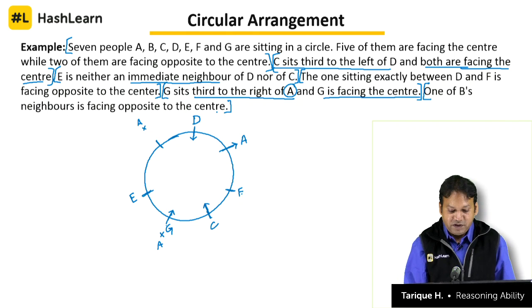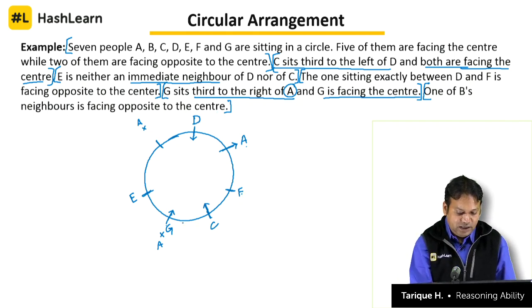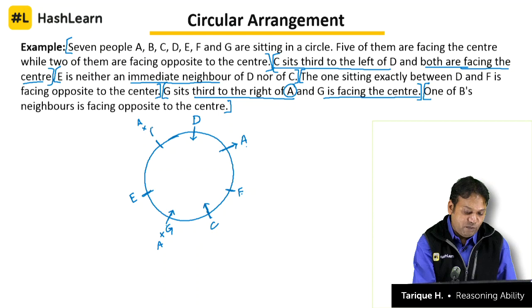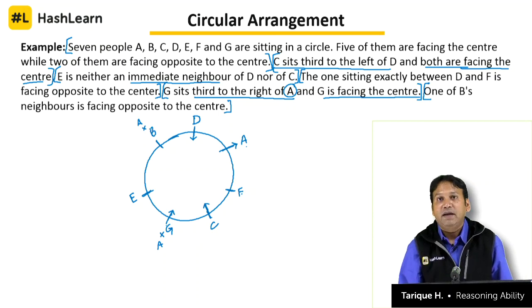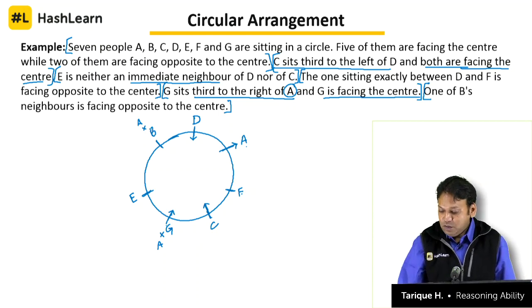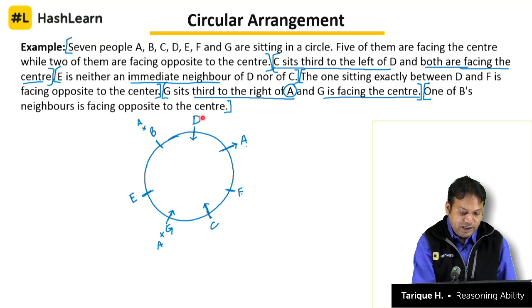Now where is B first of all? Now you see, already we have D, A, F, C, G, E. All of these positions are occupied, which means for sure there is only one place left for B, and that is this place. One of B's neighbors. Who are the neighbors of B? So you see here, D is a neighbor of B and E is a neighbor of B.